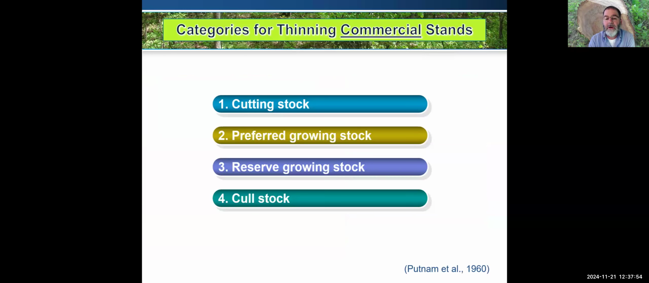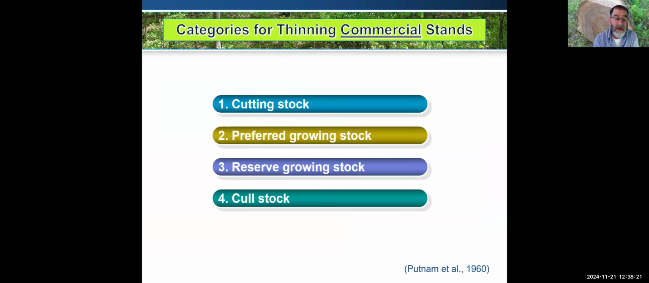So now I want to turn our attention to commercial thinning. Now, key to this is I want you to understand that what I'm covering here isn't just specific to bottomlands. Of course, this applies to uplands too, but why not cover it? Because we're managing bottomlands too. And so a number of years ago, Putnam et al. developed this system for categorizing standing trees when you're considering a harvest, a commercial harvest.